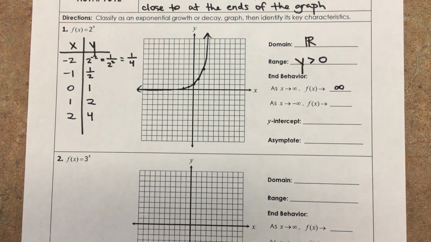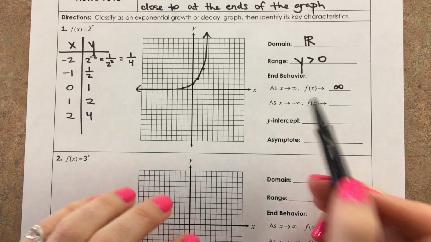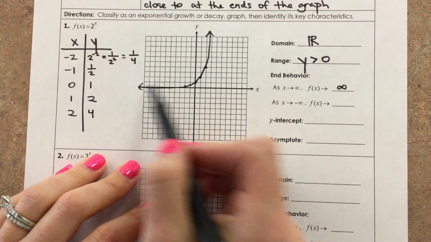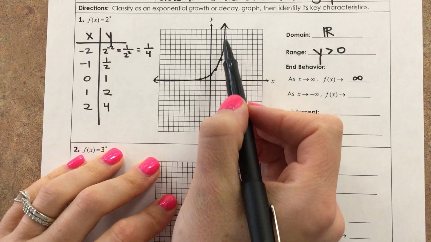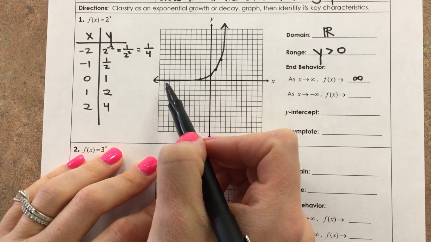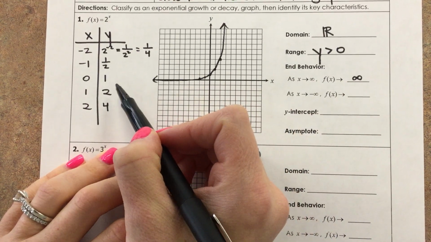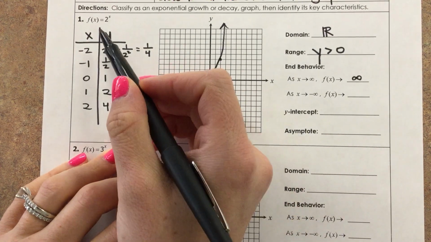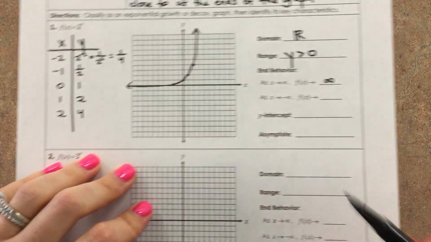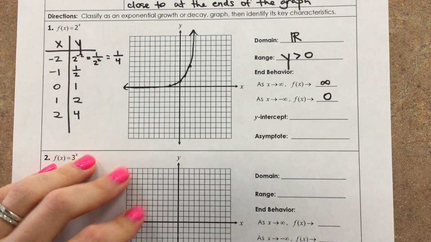And we've worked with this before, just like I said, different types of functions. And then as x approaches negative infinity, so that's the left end of the graph, as we move from right to left and go this way, my function values are just getting closer and closer to zero. They're not going down, they're not going up, they're just getting closer and closer to zero. So that's what we say here.